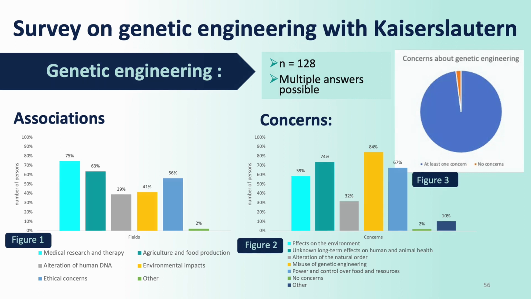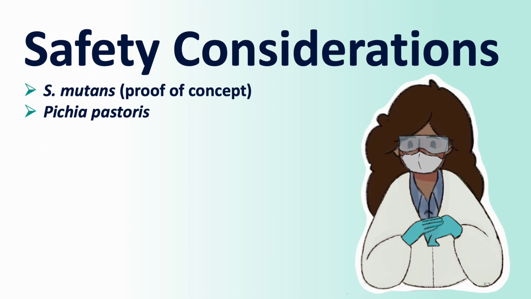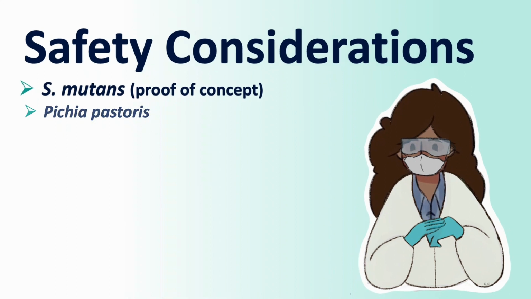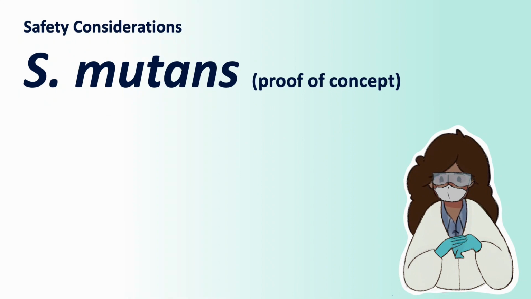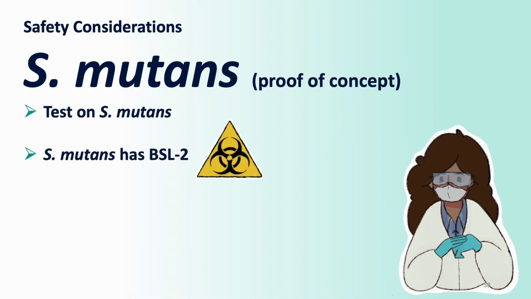If one wants to develop a prophylactic against human pathogens, the question inevitably arises as to how one can carry out a safe proof of concept. In our case, the most valid proof of concept would be testing our components with our main target, S. mutans. These experiments would be conducted under Biosafety Level 2, or BSL2, because of the classification of S. mutans.